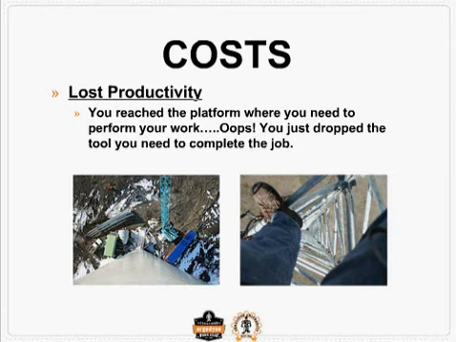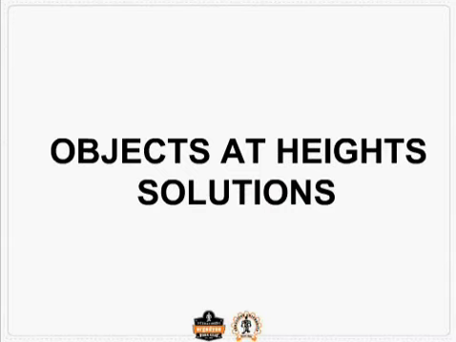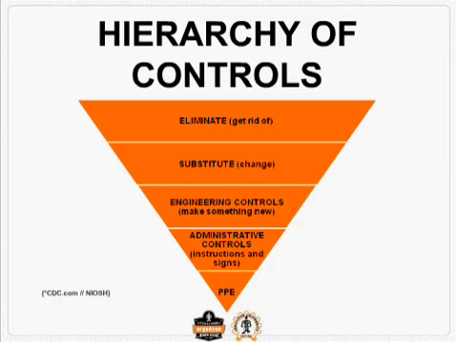So let's discuss now some objects at height solutions and break those down. At Ergodyne, we discuss objects at height solutions. We put a lot of our solutions into the hierarchy of controls. So we'll categorize objects at height specifically into this hierarchy. For those of you who are unfamiliar with the hierarchy of controls and how it works, the way this slide is positioned is a top-down approach.